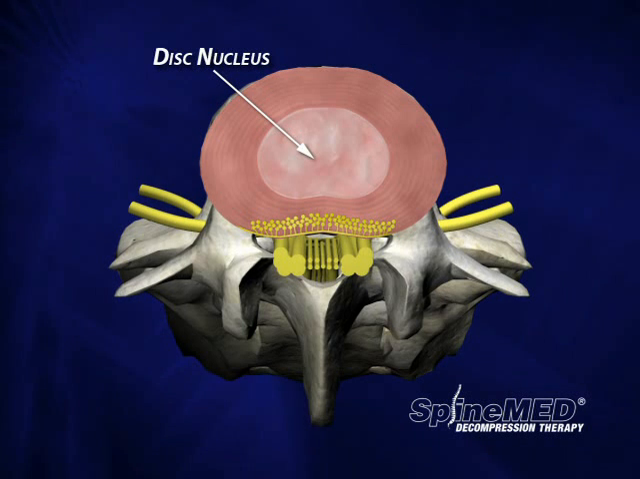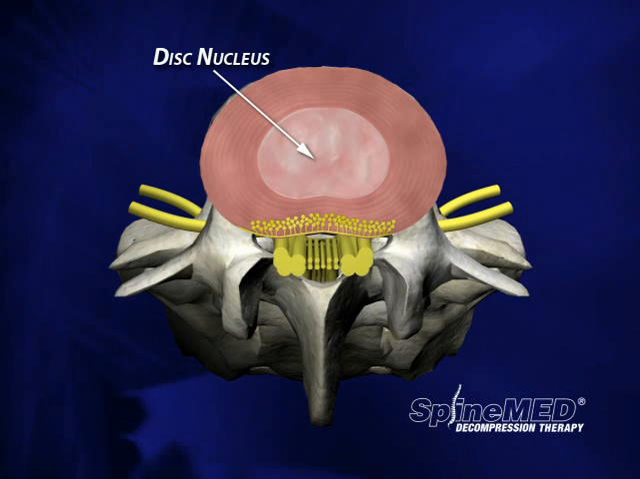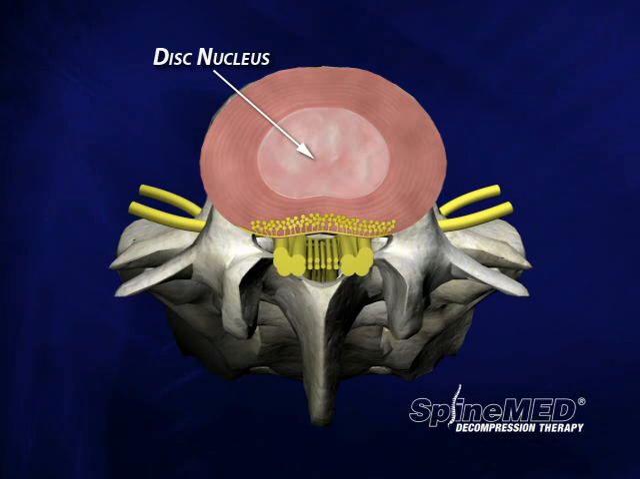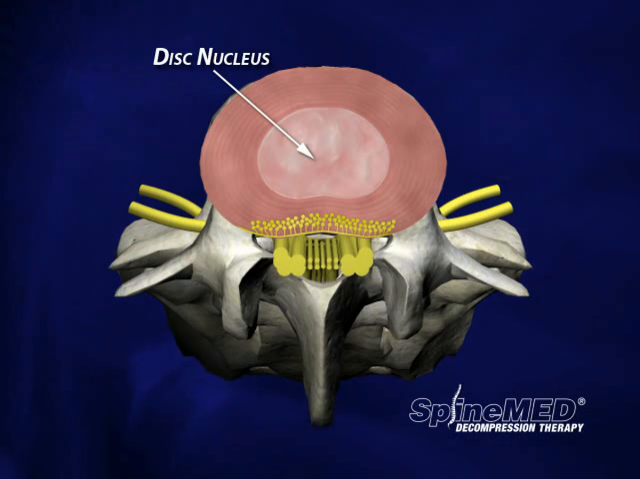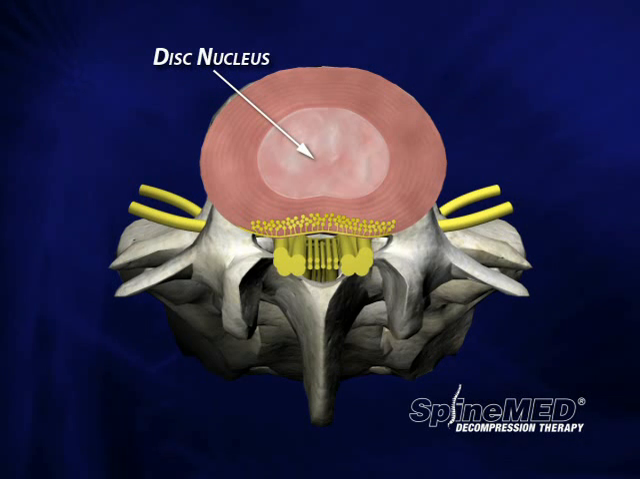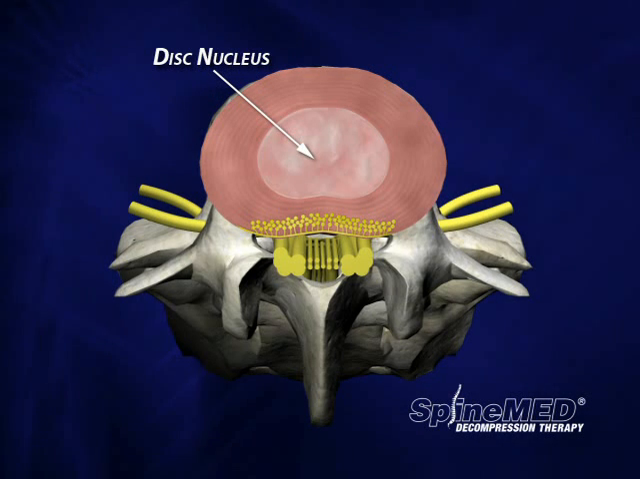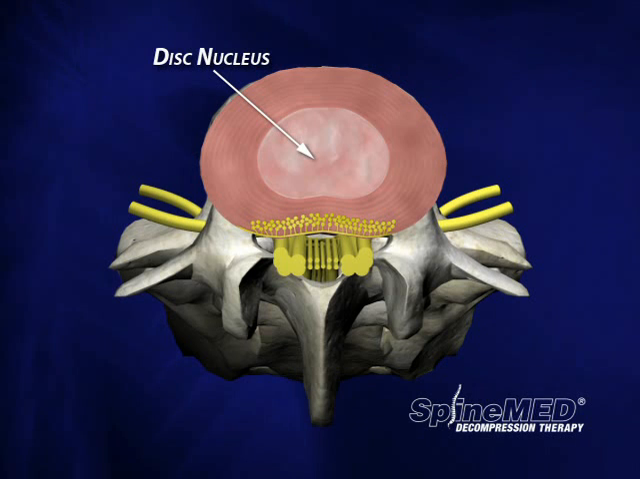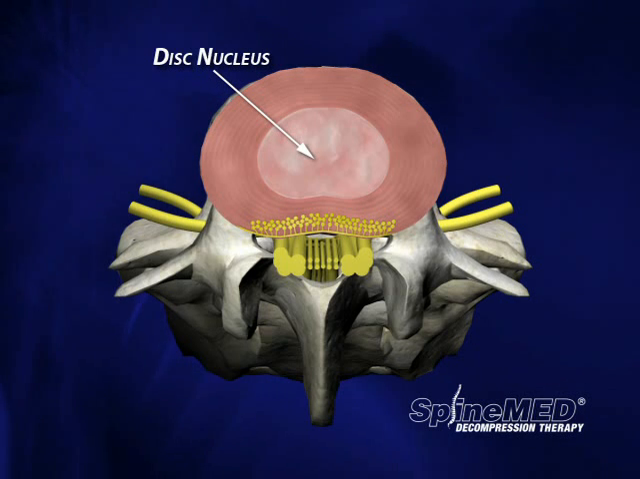This is the gel-like center of the disc responsible for healthy disc height. Water is held within the nucleus by tiny sponge-like molecules called proteoglycan aggregates. These super sponges have an amazing ability to attract and hold over 500 times their own mass in water.